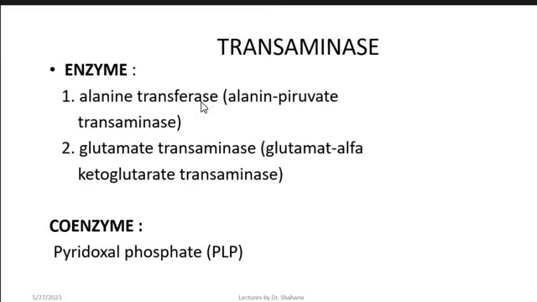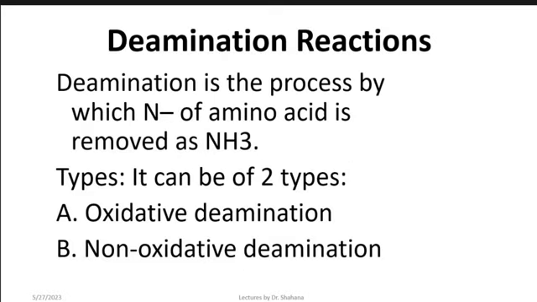The enzyme is alanine transaminase, alanine pyruvate transaminase, or glutamate transaminase, depending upon the enzyme, and the coenzyme is pyridoxal phosphate. The next step is deamination, in which the nitrogen of the amino acid is completely removed and ammonia will be liberated.